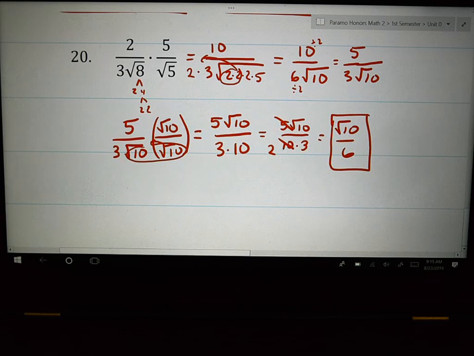The reason why I chose number 20 is so that you can have an example while you're doing your homework. That you can look at this and go, oh, I'm supposed to do something like that. I'm going to stop your notes right there.